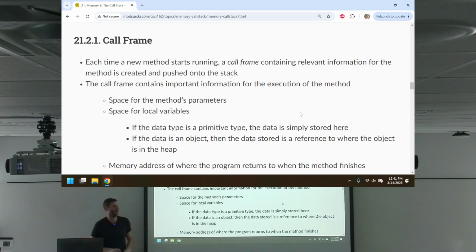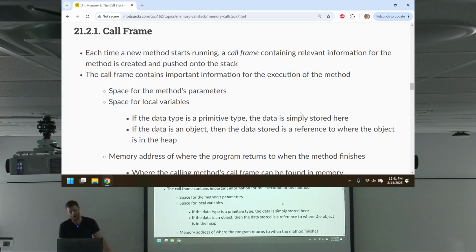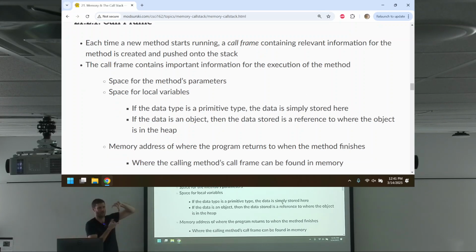Oh, I literally just said that there. Primitive types, the data is stored there. If it's an object, the object is stored elsewhere, but a reference to it is stored in the call frame.